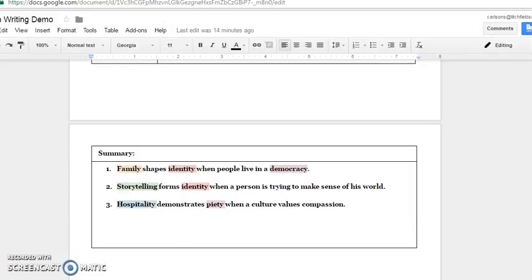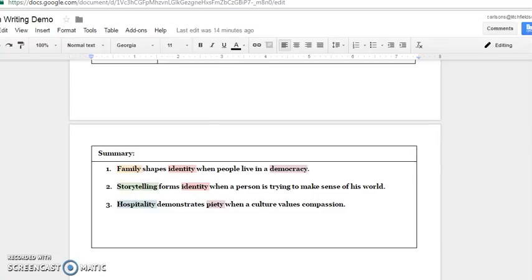I've put together family and identity with the verb shapes. I said family shapes identity, and then I added the clause, when people live in a democracy. I've linked storytelling and identity with forms. Storytelling forms identity when a person is trying to make sense of his world. And I said hospitality demonstrates piety when a culture values compassion.